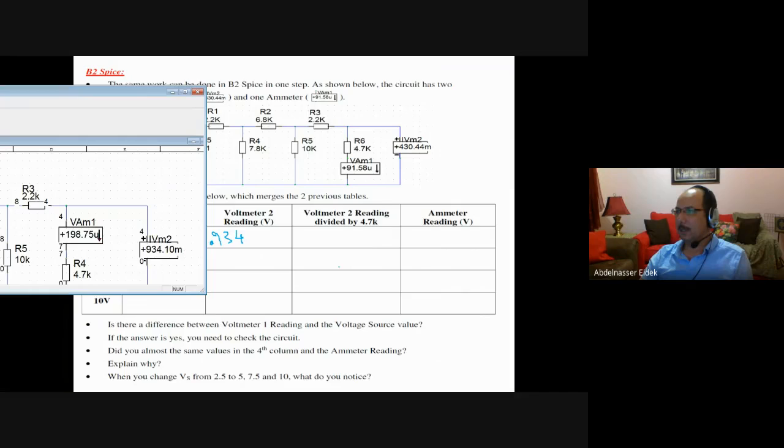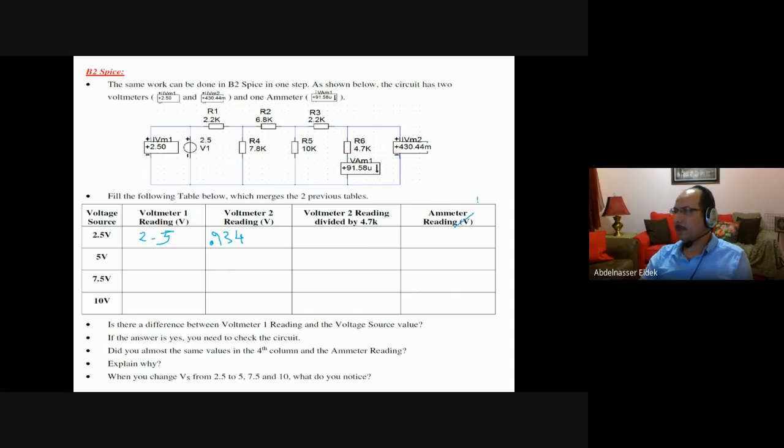Okay, what about the current? The current is 198 micro, which is supposed to be in milliamperes. Supposed to be milliampere, sorry. So we have to change this one. This will be 0.19875 milliampere.